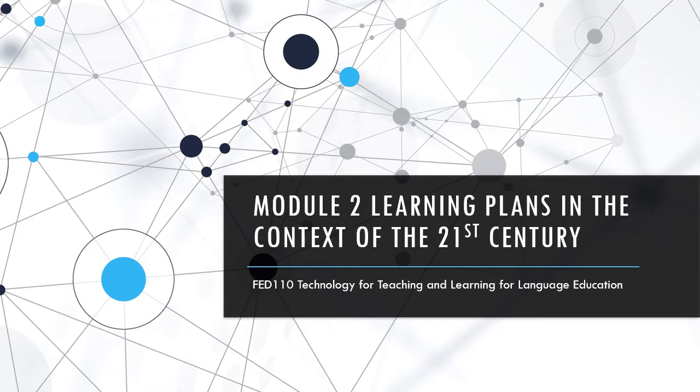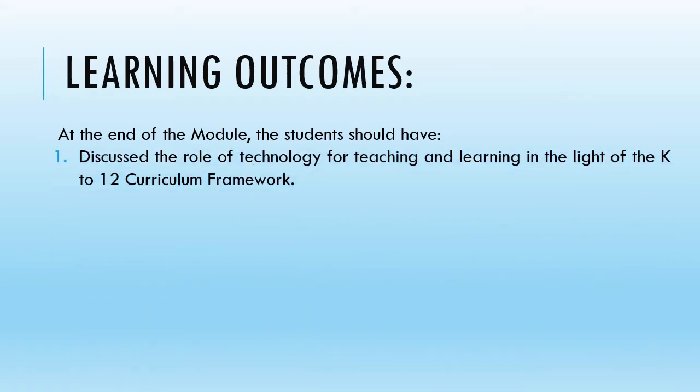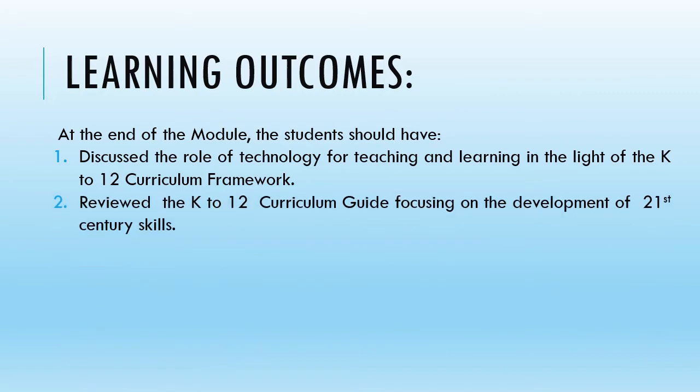Okay, so for this module, our learning outcomes would be, at the end of the module, the students should be able to discuss the role of technology for teaching and learning in the light of the K-12 Curriculum Framework, and review the K-12 curriculum guide focusing on the development of 21st century skills. Yes, because we have to focus on the development of the 21st century skills, as to how we implement and harness the 21st century skills inside the classroom to be transported to our learners.